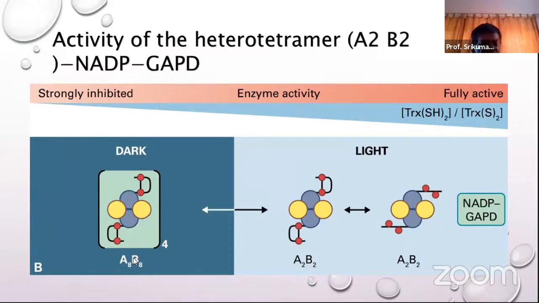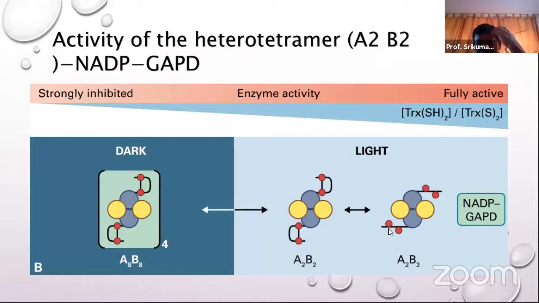So this is the heterotetramer, that is A2B2. Actually this B subunit is very homologous to the A subunit, but it has an extra peptide on the C-terminal side with 2 cysteine residues in each B subunit. If this gray color is the B subunit, so this B subunit is homologous to the A subunit, and this B subunit contains an extra peptide with 2 cysteine residues.